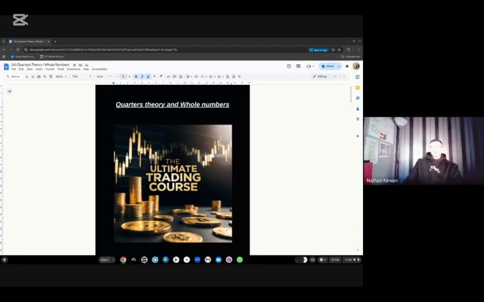Today we're talking about quarters theory and whole numbers. So, what is quarters theory and what are whole numbers? Quarters theory is basically the idea that price moves in quarters at a time.